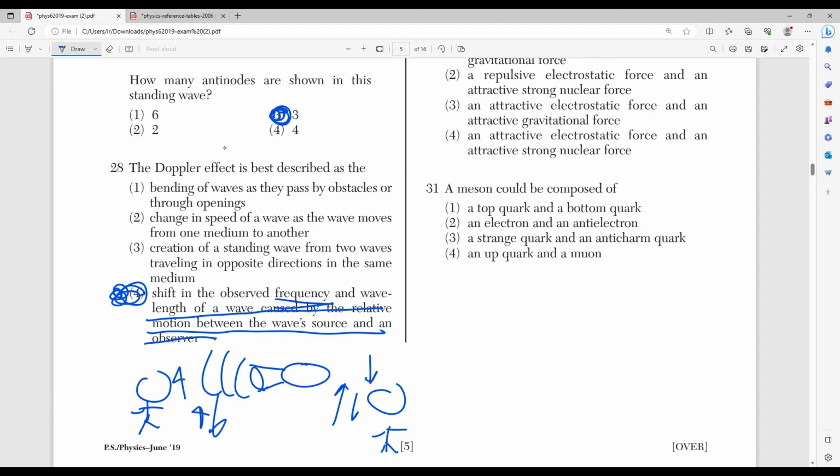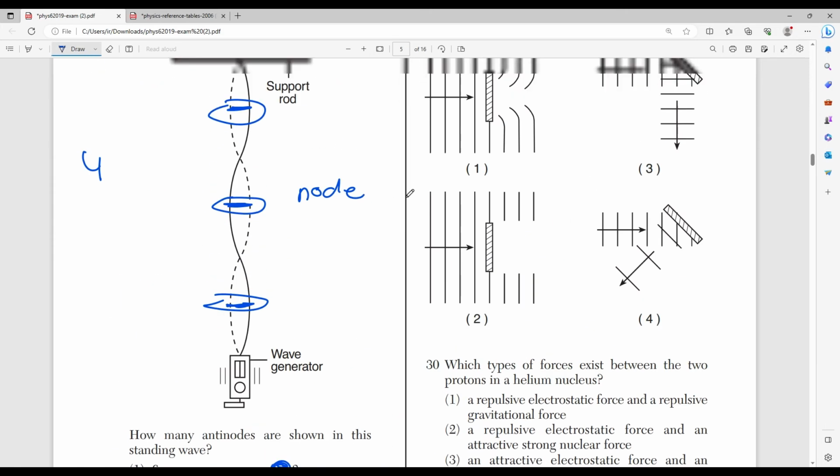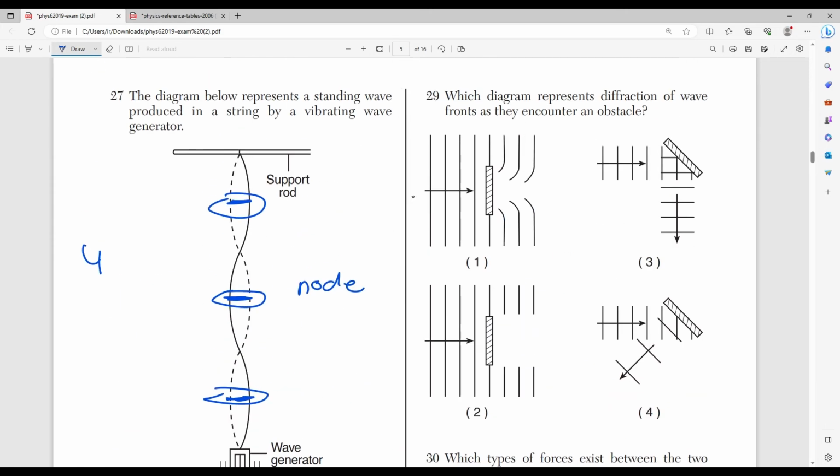That's all, it's a shift in observed frequency. You're hearing a higher pitch or a lower pitch, and wavelength, you're seeing a bigger wave or a smaller wave, caused by the relative motion between the wave source and the observer, right? So if it's coming to you, you're going to hear it at a higher pitch. If it's going away from you, you're going to hear it at a lower pitch. That's all.